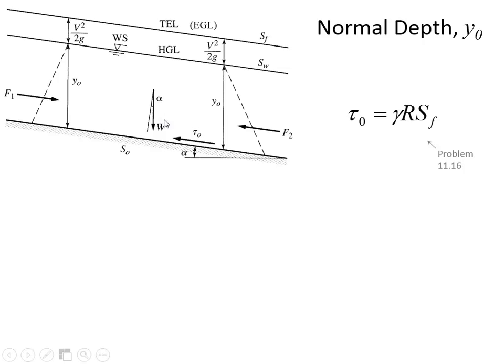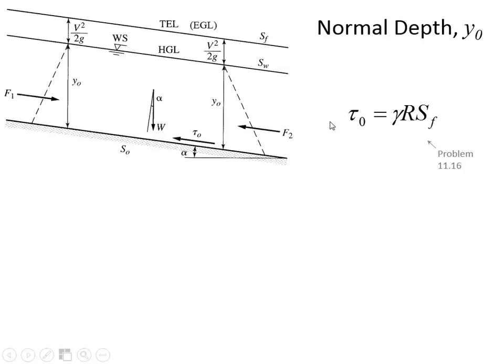Just one note to point out: on problem 11.16, they ask you about a channel slope in terms of an allowable shear stress. So I wanted to point out a formula in your book that relates channel slope, S sub f, technically the slope of the energy grade line, but if you've got normal flow, then that slope is parallel to the water slope and it's parallel to the channel slope S naught, in terms of the shear stress.